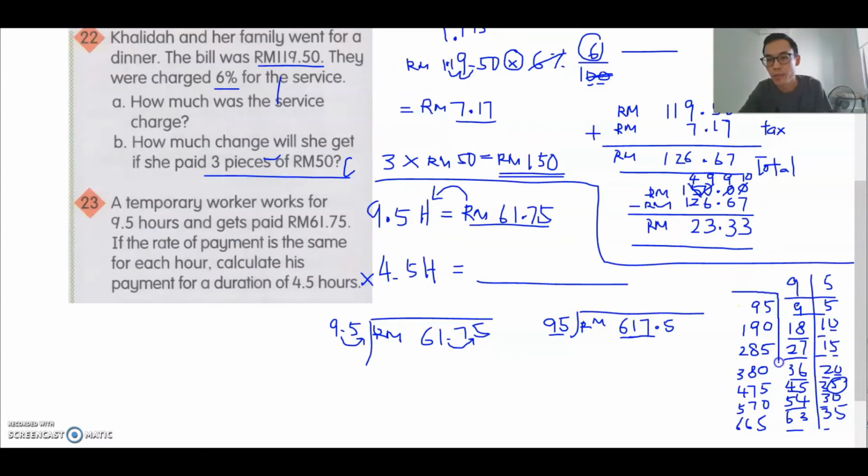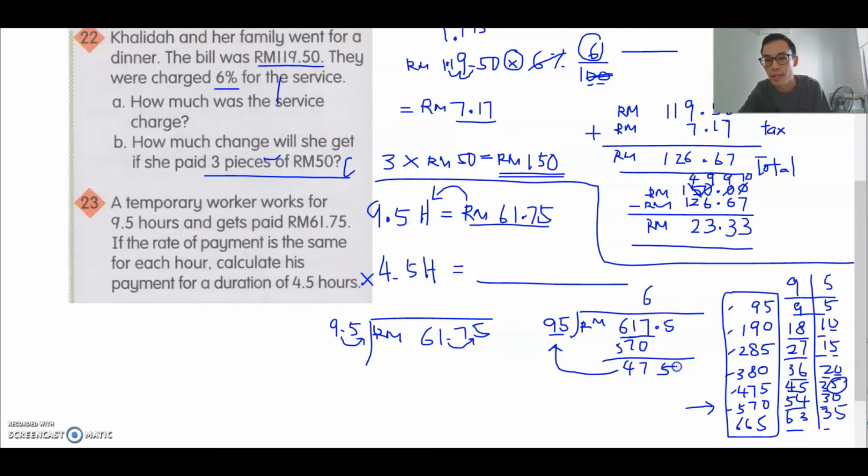Okay, look at this number here. Which number is smaller and closest to 617? The answer is this one. Okay, 665 is already bigger. We need a smaller one. So this is 1, 2, 3, 4, 5, 6. Okay, this is 6. So 6 times 95, we get 570. Balance is 47. Okay, check. Make sure it's smaller than 95.